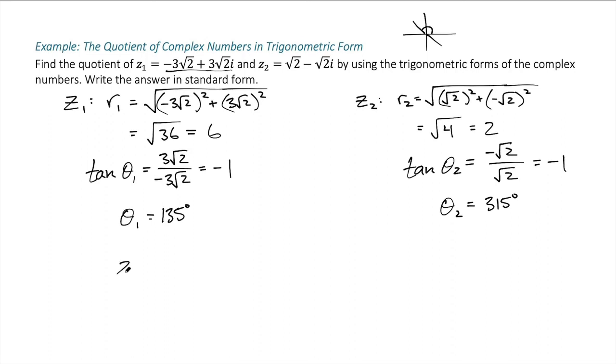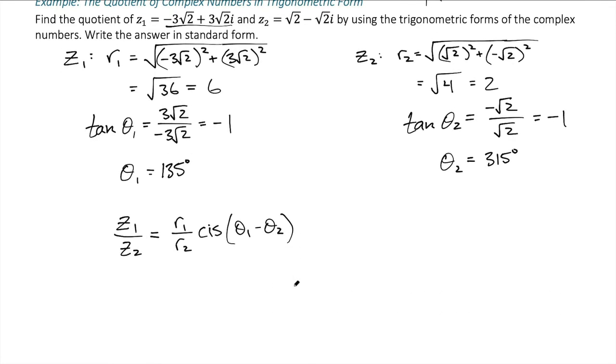Okay, now for the quotient, z1 over z2. The quotient of two complex numbers is r1 over r2 times the cis of theta 1 minus theta 2. So we'll just go ahead and plug in those numbers that we found. r1 is 6 and r2 is 2. And then cis of our angles, 135 degrees minus 315 degrees. And then we get 3 times cis of, this is negative 180 degrees.